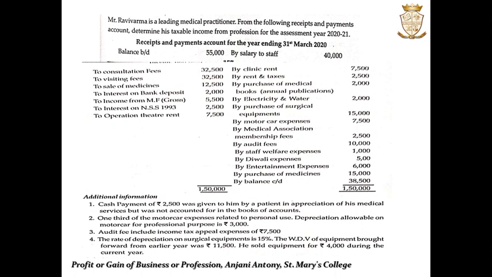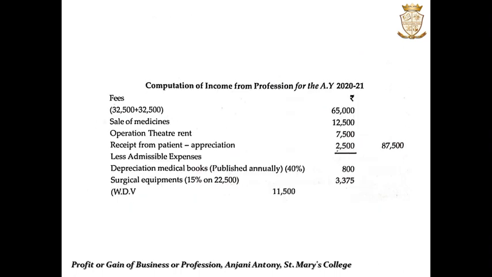And one more item is there in additional information, that is our doctor Mr. Ravi Verma has received 2,500 cash payment as appreciation of his medical service by his patient. Even though it was not accounted, that amount should be accounted as receipts or income from profession. So we want to add that 2,500 along with the other incomes. So the total of incomes will be 87,500 rupees, and after that we need to deduct admissible expenses.